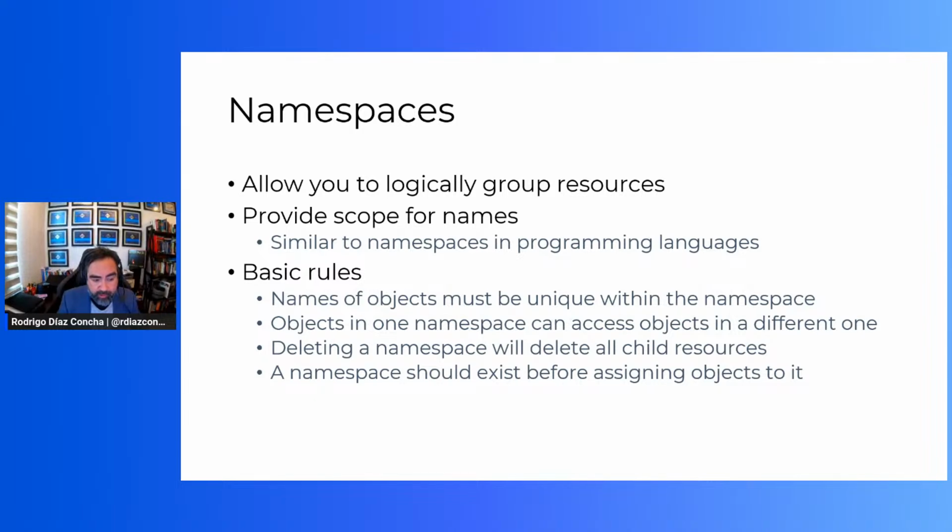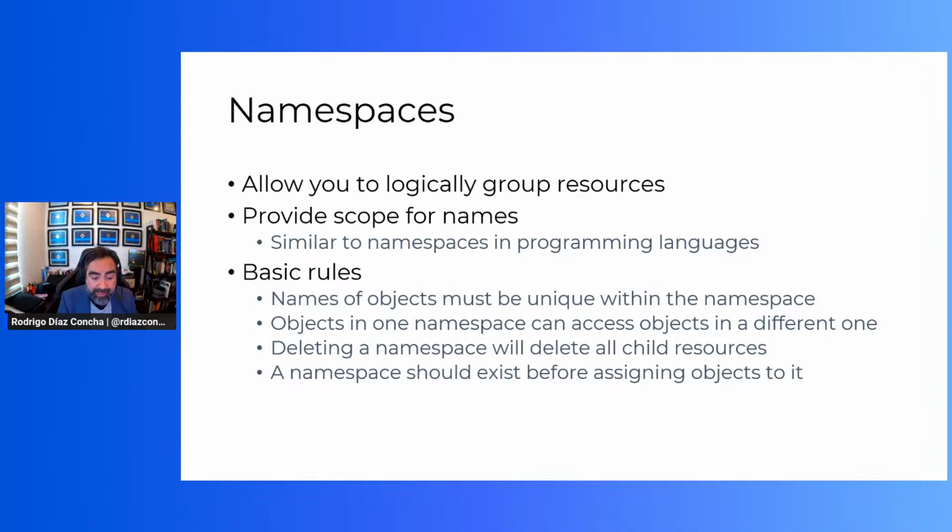The other basic rule is that objects in one namespace can access objects in a different one. Yeah, it makes sense, right? So for instance, maybe you can create a namespace named backend or microservices or a specific domain for your applications. And you need these pods and services to communicate with other services or pods that are implemented in another namespace. You can actually do that, okay?